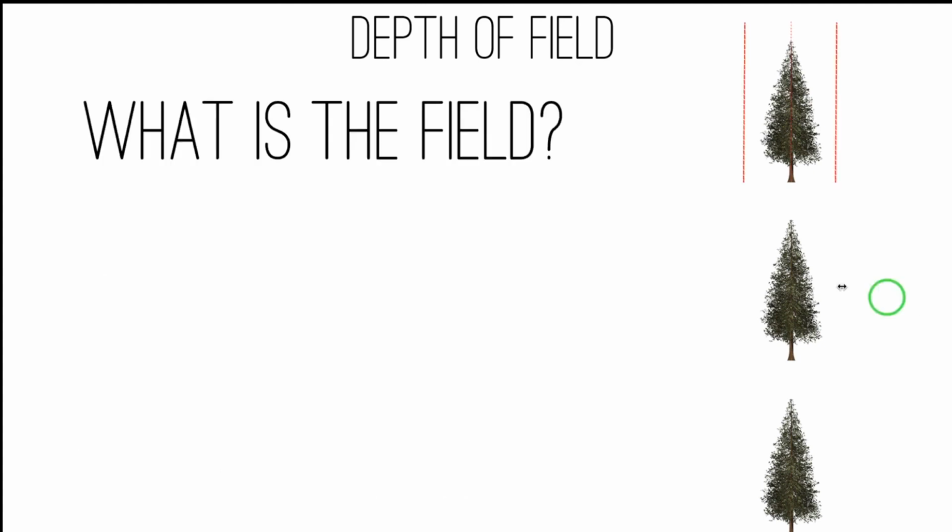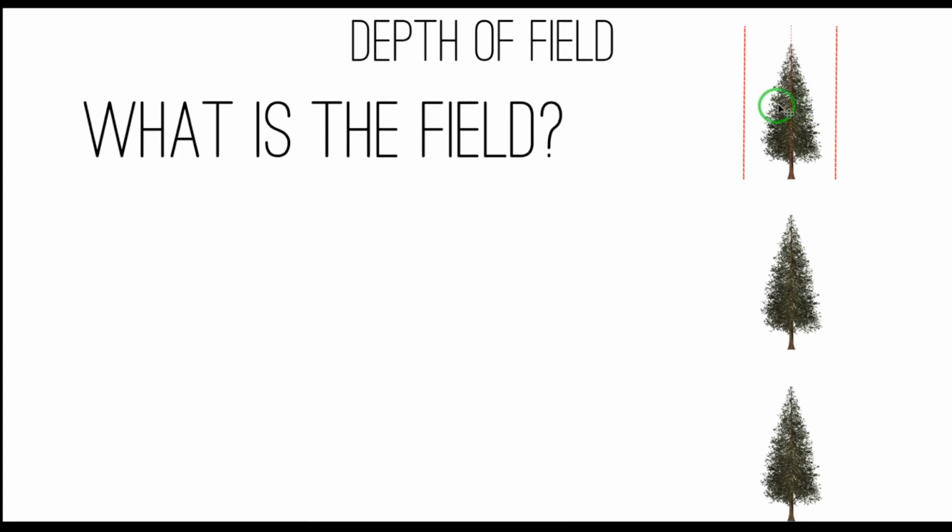We have to understand what the field actually is before we can go into how we control it. So what's the field? If we have this center line in this tree, and we assume that this is the focus point of our camera, so when we are taking a picture, we're focusing on that tree right here. Well, there's an area before and behind the image that's in focus. This is the depth of field. This is the field, this is the depth of that field.